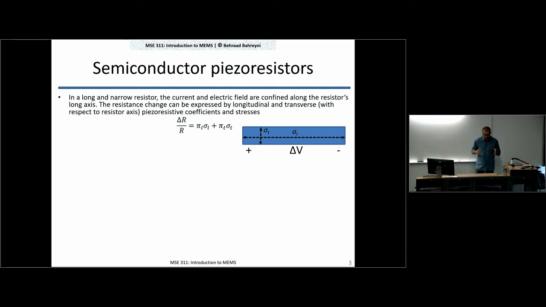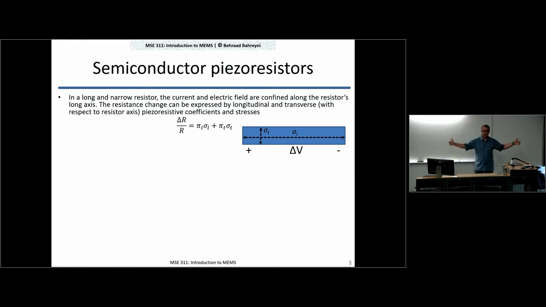So let's assume that I have a piezoresistor that is much longer than it is wide, and the thickness is usually negligible compared to both of those dimensions. So for example, your thickness may be, for this piezoresistor, maybe half a micron. The width is a few microns, and the length can be tens of microns. So the thickness is usually much, much smaller than both of the other dimensions.